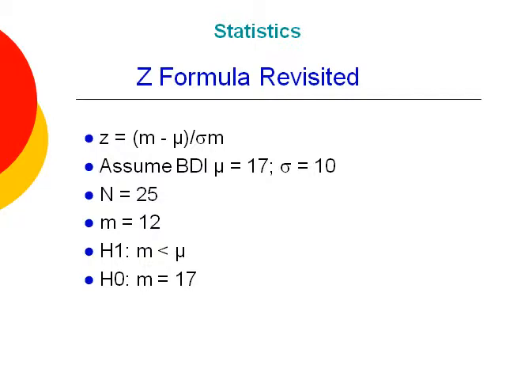To remind you, we suggested that in the population of depressed adults, the mean of the Beck Depression Inventory is 17 and the standard deviation is 10. We drew a sample of 25 individuals from this population, and at the end of treatment we found that the sample mean equaled 12. The research hypothesis is that the sample mean is lower than the population mean, or that people going through the treatment are less depressed than the population. And the null says that the sample mean equals the population mean. So the question is, do we accept or reject the null hypothesis?